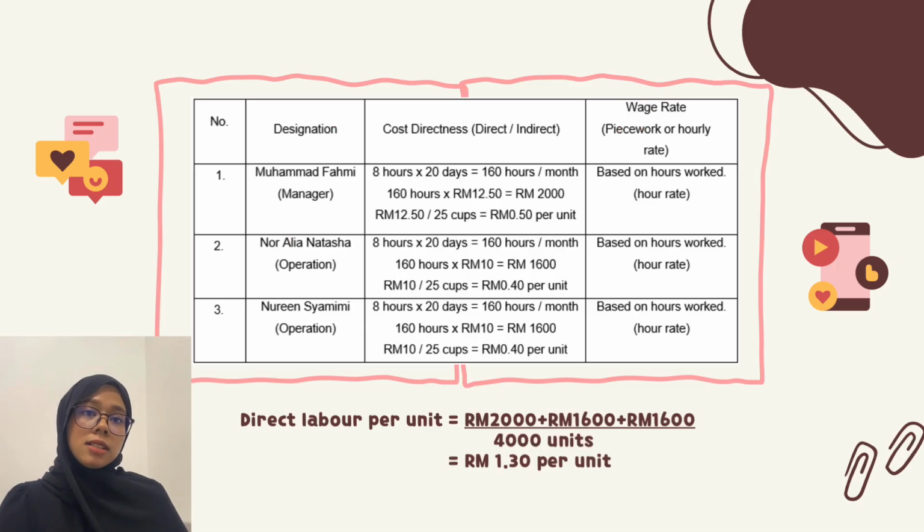So these are the calculations for labor cost. As you can see, for the manager, the wage rate is based on hourly rate. The normal working hours for CBA House Enterprise is 8 hours per day for 5 days. So for the whole month, you will get 20 days of work and 160 hours a month of working hours. So the 160 hours we times by the 12 ringgit 50 cents hourly rate for the manager, and you will get 2,000 ringgit for the whole month.